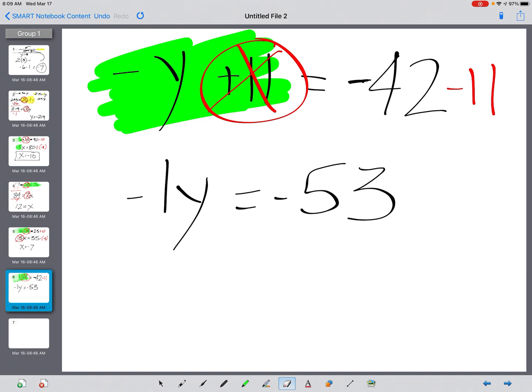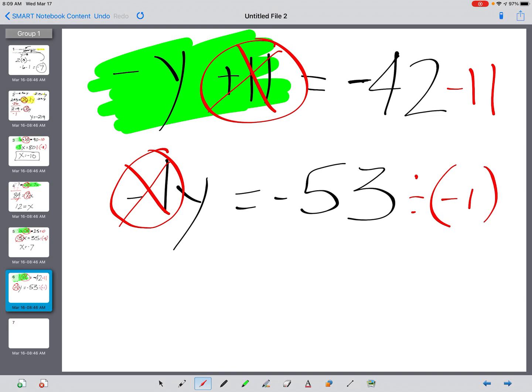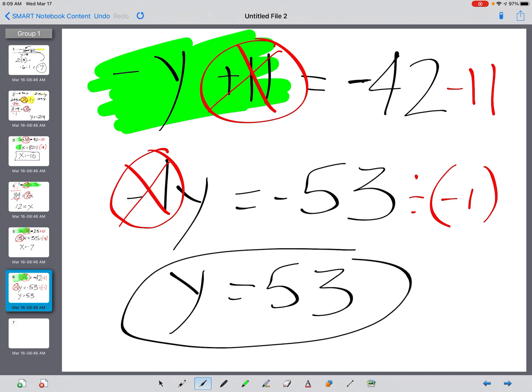So now I'm left with negative 1y equals negative 53, and this is not a final solution because we are trying to solve for y, not negative y. And so we just divide by negative 1 here. Negative 53 divided by negative 1 is positive 53, because a negative divided by a negative is a positive value. And so there's your value for y. y equals 53.